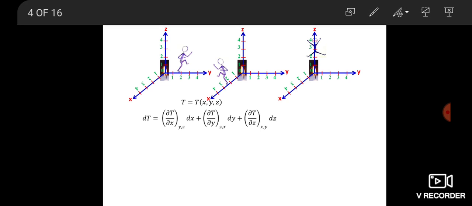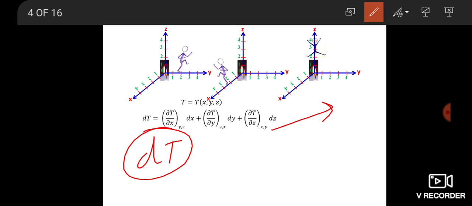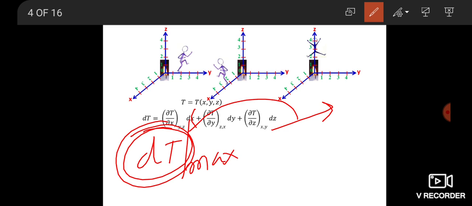So what have we seen? We have seen that dT is a scalar quantity, but we want to find some direction along which this dT will be maximum. But dT is a scalar quantity, so how to add this directional sense to dT? This is our query. So let's see how to do that.